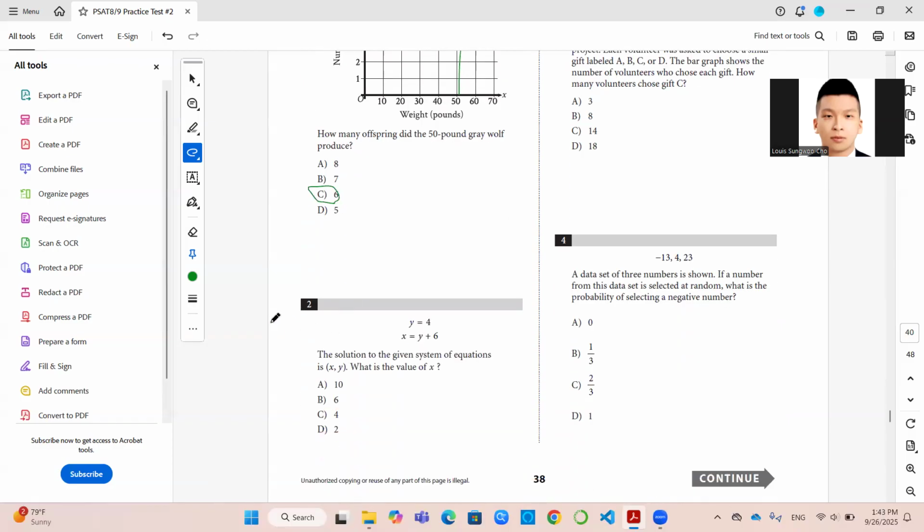The solution to the given system of equations is x, y. What's the value of x? I'll just put the 4 here. What's 4 plus 6? That's 10. So A is the correct answer.